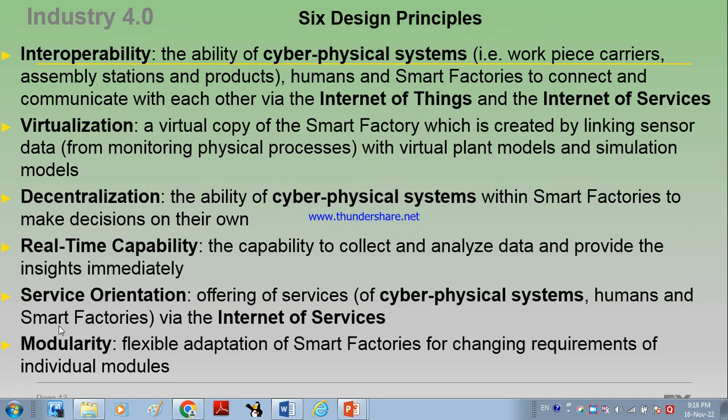And the fifth one is service orientation, which offers CPS system integration with humans and smart factories via the internet of services. And modularity, that means the flexible adaptation of smart factories to the changing requirements of individual modules or products that may take place.